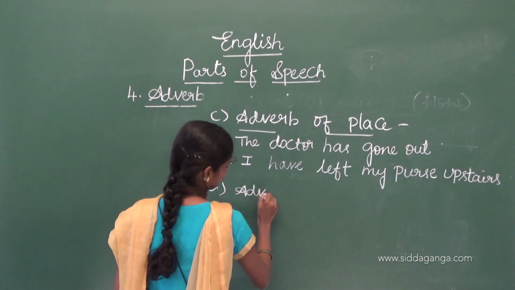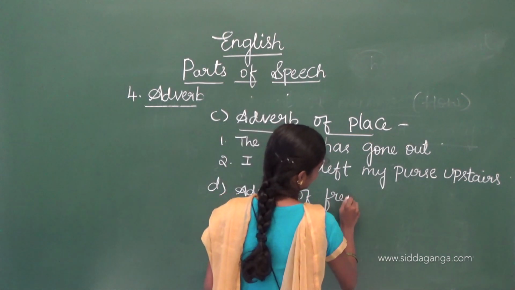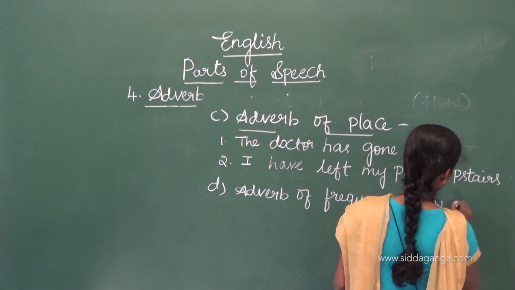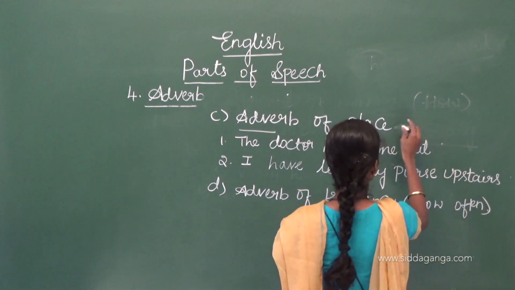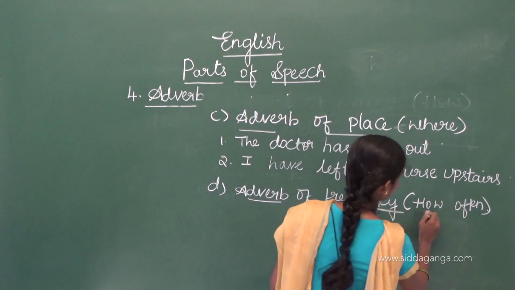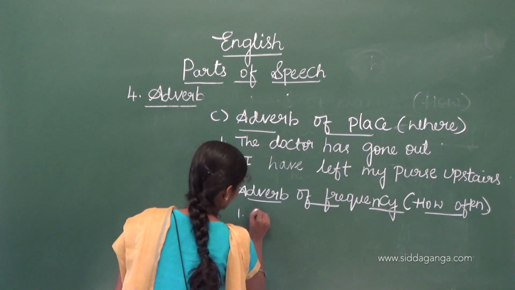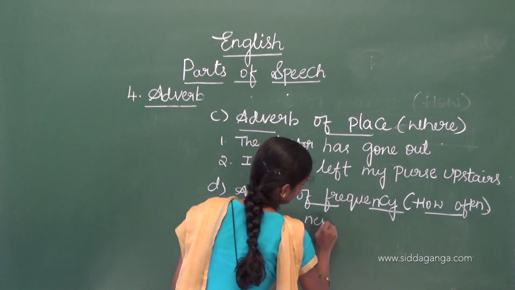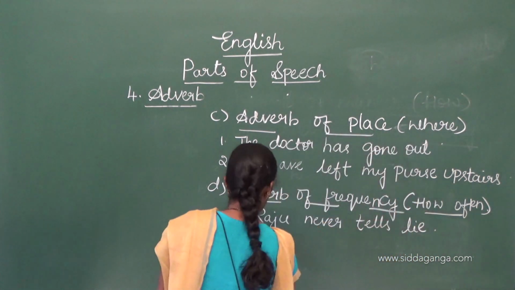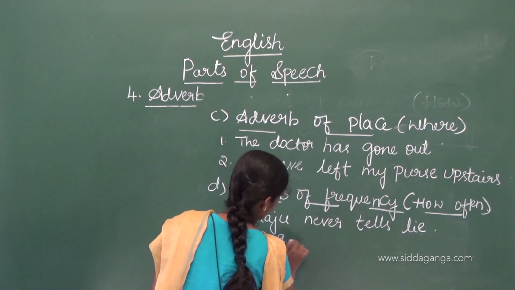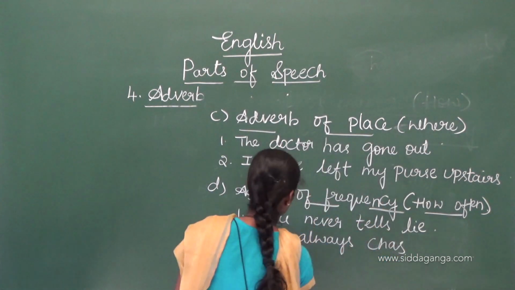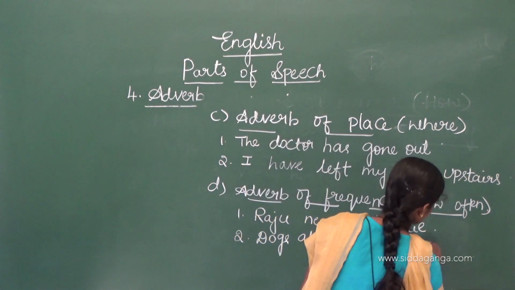So next one I will go. Adverb of frequency. Frequency means how often the work takes place. How often. Place means here you can take where it is going on. Okay. So adverb of frequency. So Raju never tells lie. Okay. Second one, dogs always chase cats.